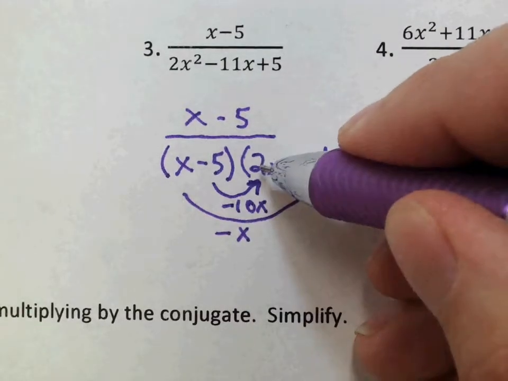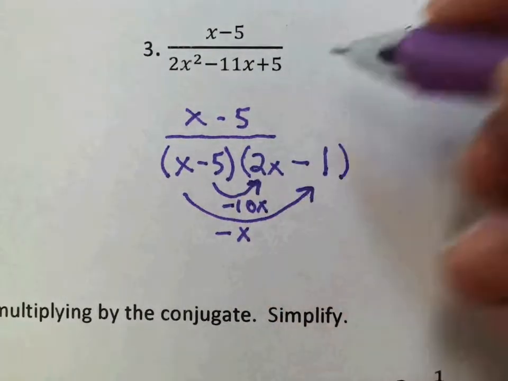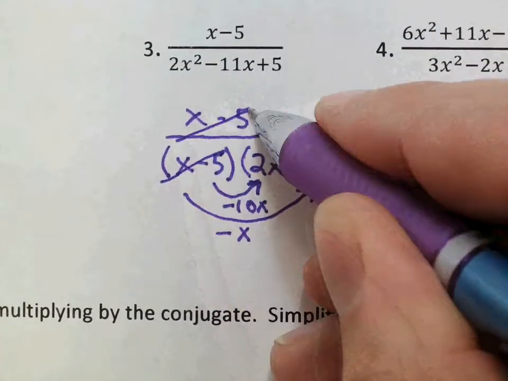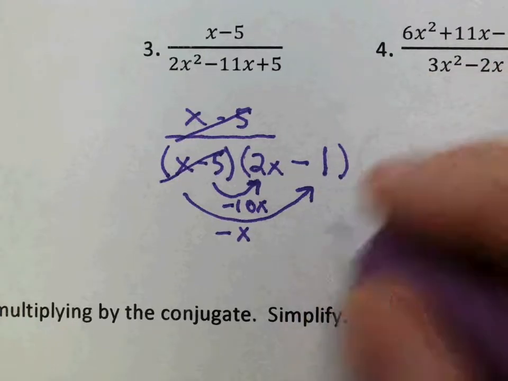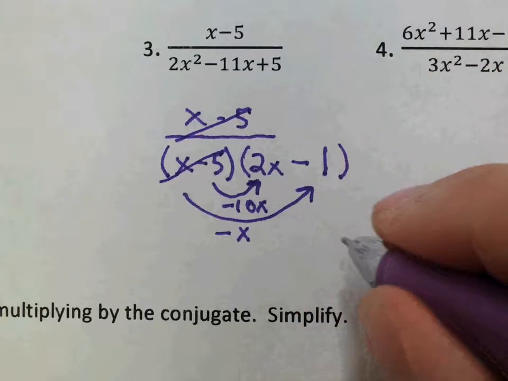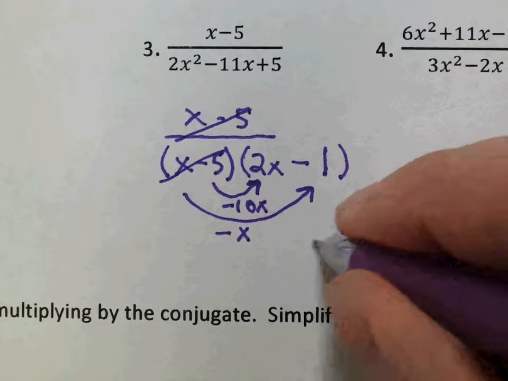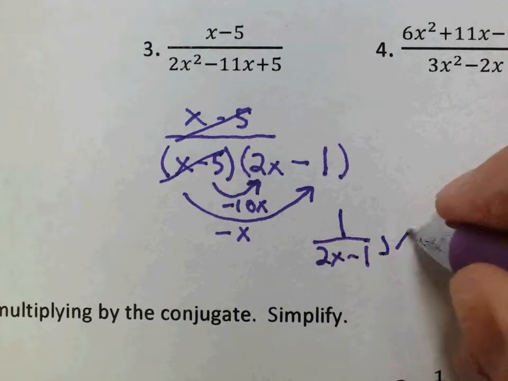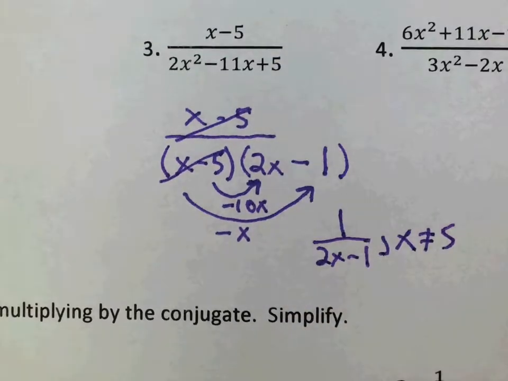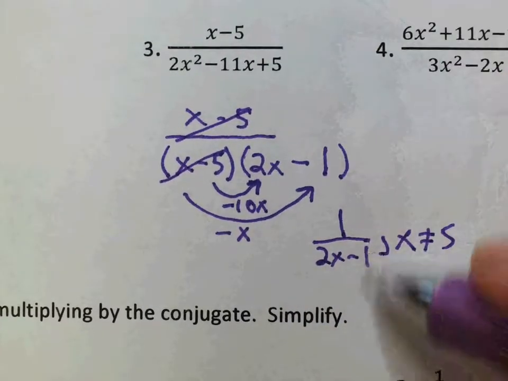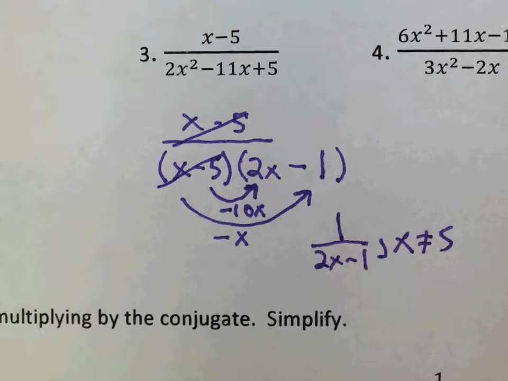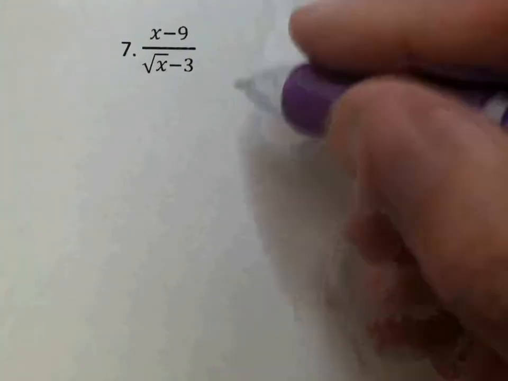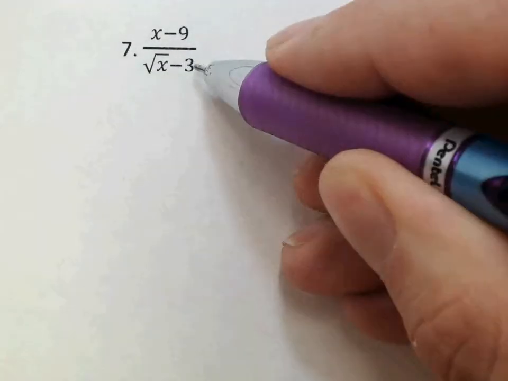We got our 2x squared minus 11x plus 5, and now that it's factored, we can cancel out the x minus 5 term from both the numerator and the denominator, and what we're left with is 1 over 2x minus 1. These are equal to each other as long as x isn't equal to 5, because we canceled out the x minus 5 term. This one is undefined at x equals 5, this one is defined at x equals 5, but everywhere else they'll be equal to each other.